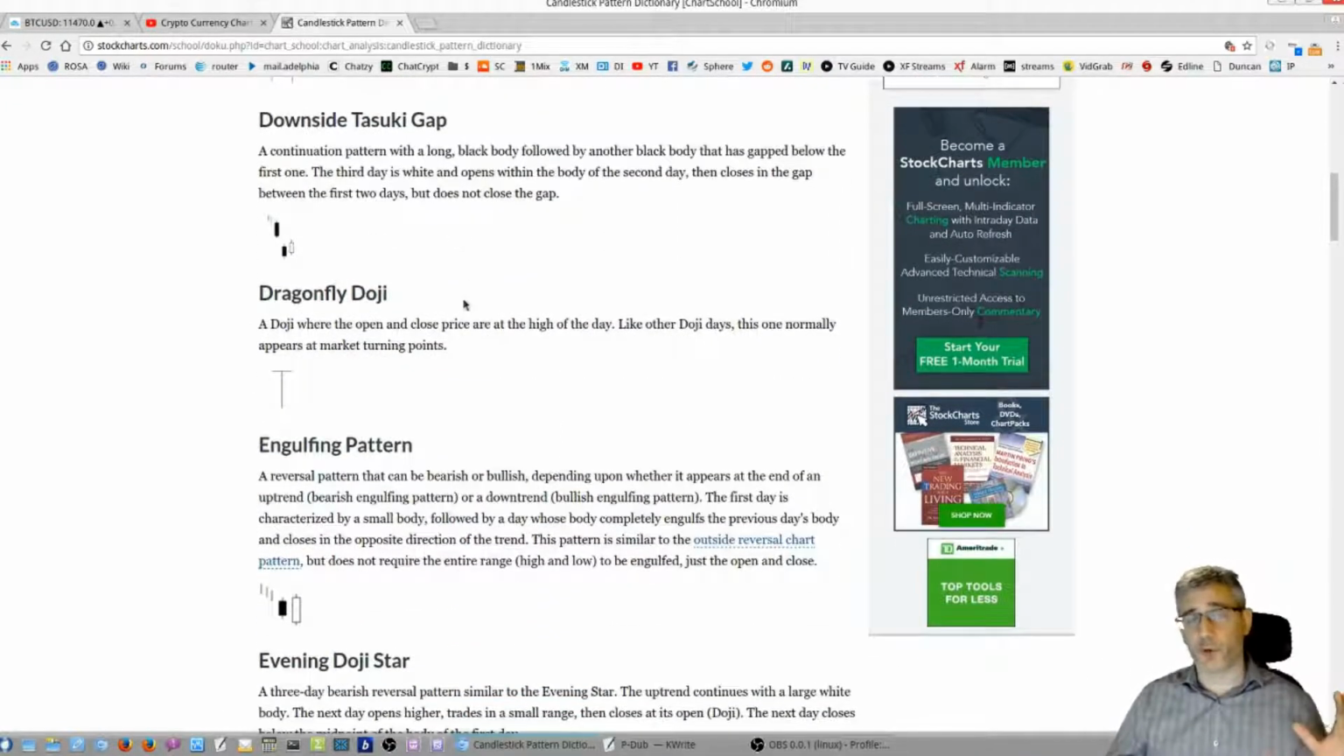Another form of doji is called the dragonfly doji. It's sometimes referred to as the umbrella doji because it kind of looks like an umbrella or a T. That's when the open and the close are at the top, but the bears pulled it down. But it closed right back where it started. So there was a lot of selling pressure.